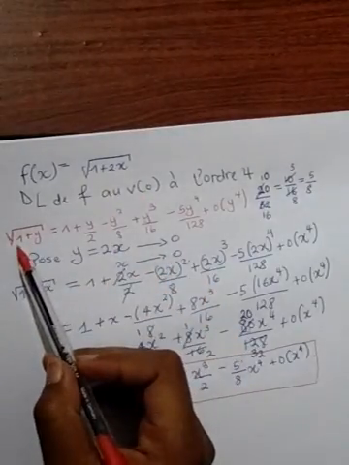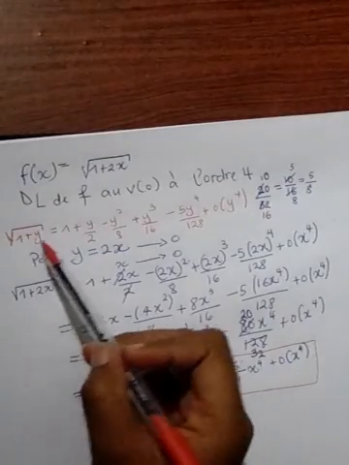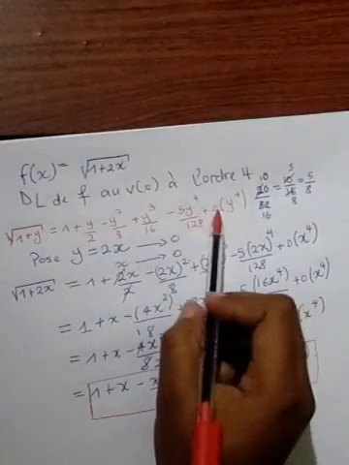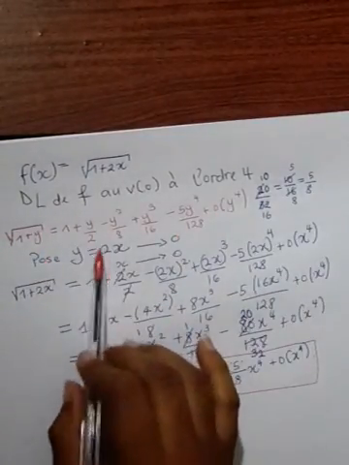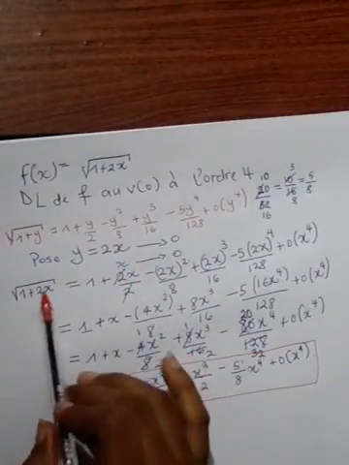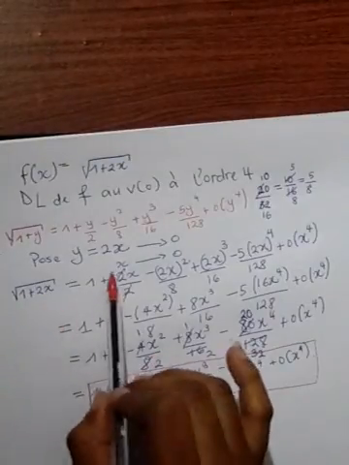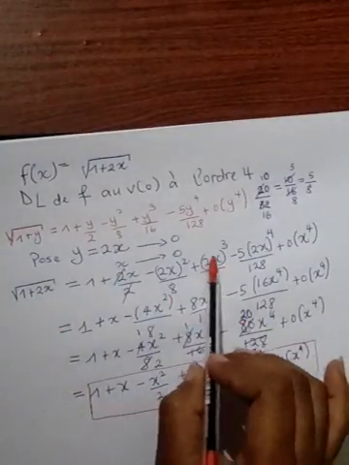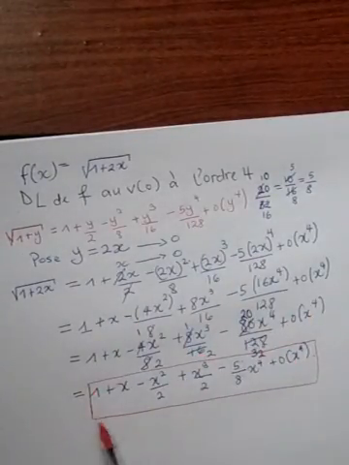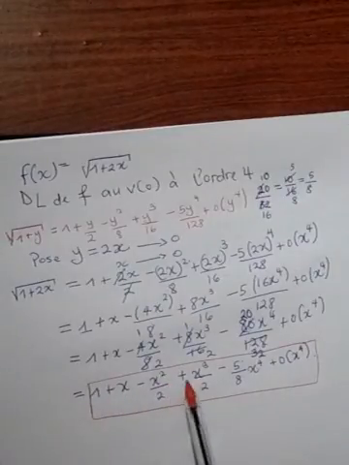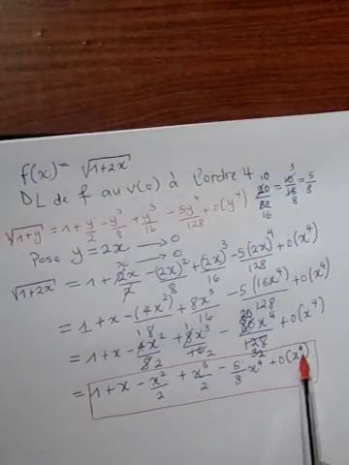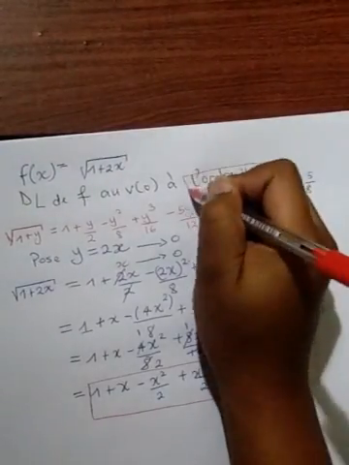We passed by the DL of the square root of 1 plus y, which is a basic DL. So we got this from a basic DL to the order of 4. And then we posed y to be equal to 2x, which is equal to 0 when x is equal to 0. And then we replaced y with 2x, you can see. And we simplified, and after simplifying, we got 1 plus x minus x squared over 2 plus x raised to the power of 3 over 2 minus 5 over 8 x raised to the power of 4 plus petit o of x raised to the power of 4, because we are going to the order of 4.